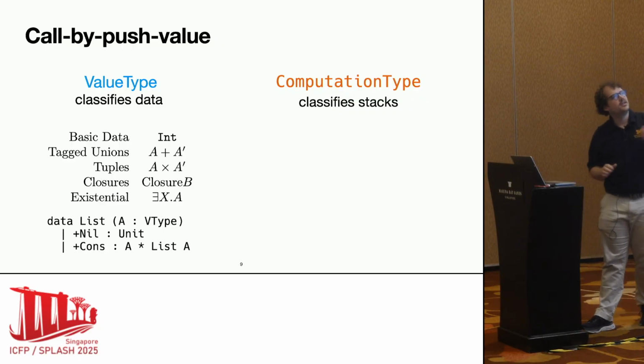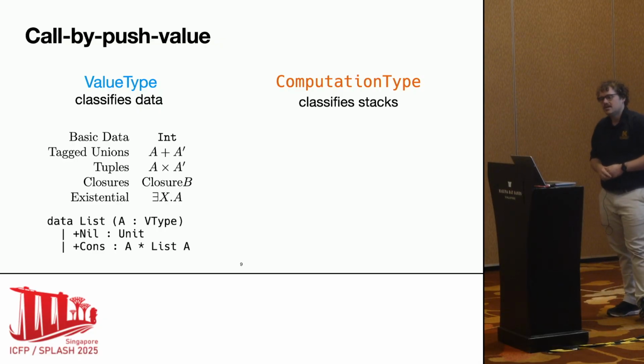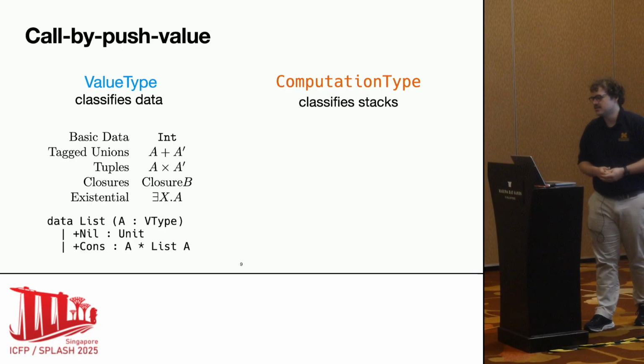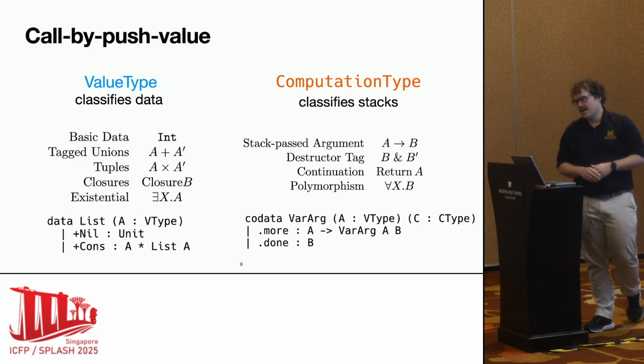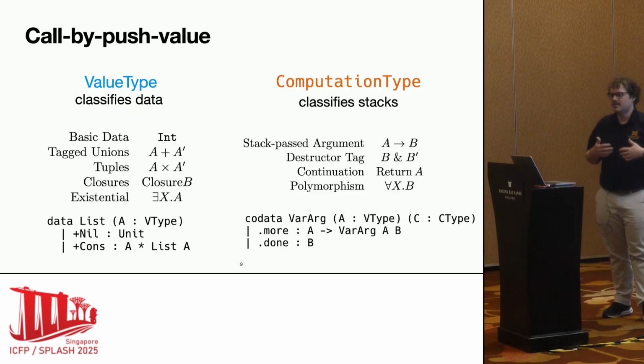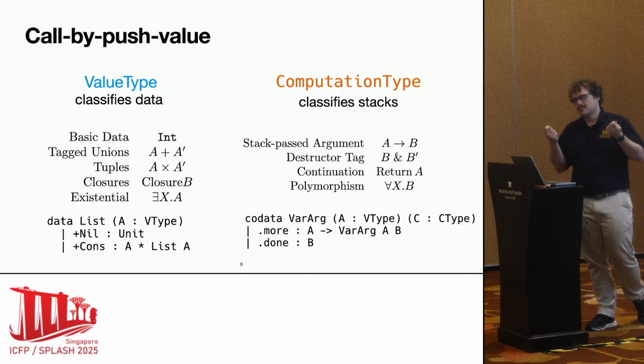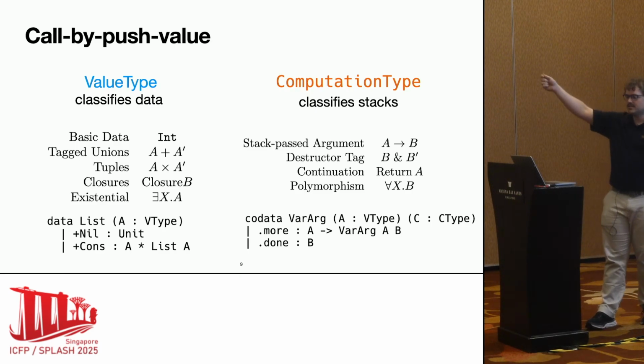And on the other side, we have the computation types. And the way I like to think of these is these are compositionally describing the structure of the runtime stack. So we have a function type, which we think of as describing arguments passed on the stack. We have products, which we think of as encoding destructor tags that are placed onto the stack.